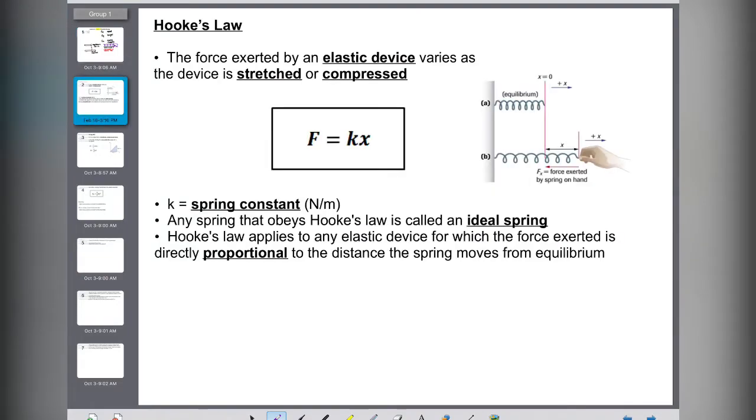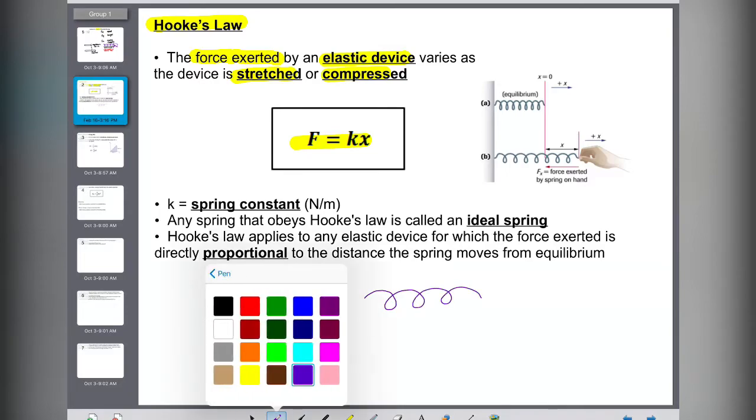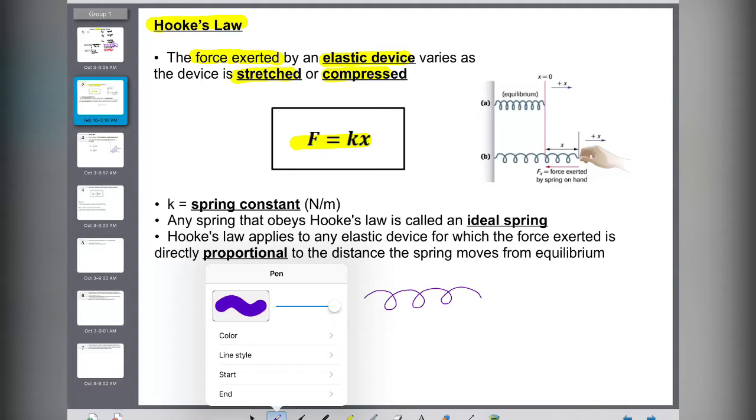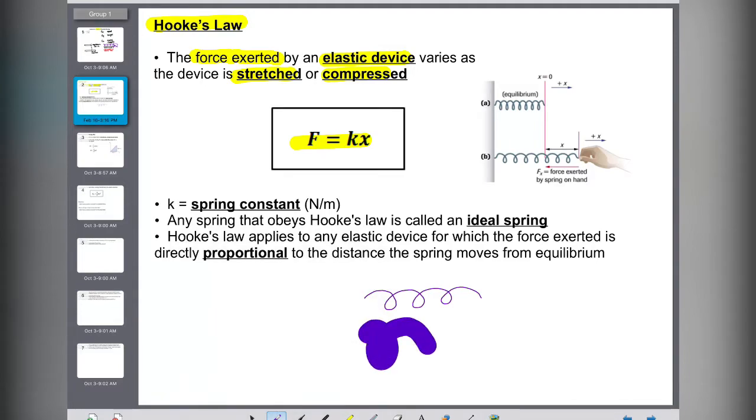So the first law that we're going to look at is called Hooke's law. Hooke's law basically tells you that the force that is exerted by an elastic device, so a spring, we're going to be using a spring for the rest of the course, either when it's stretched or compressed, the amount of force is equal to kx. So imagine if I have a really flimsy spring, versus say your car coil. I don't know if you've ever seen a car coil that is super stiff.